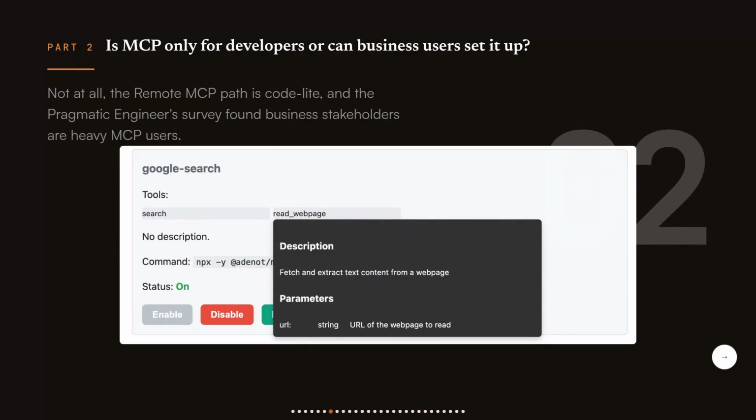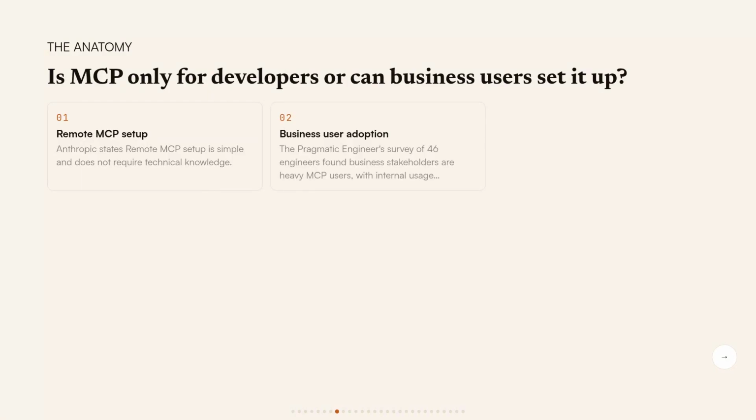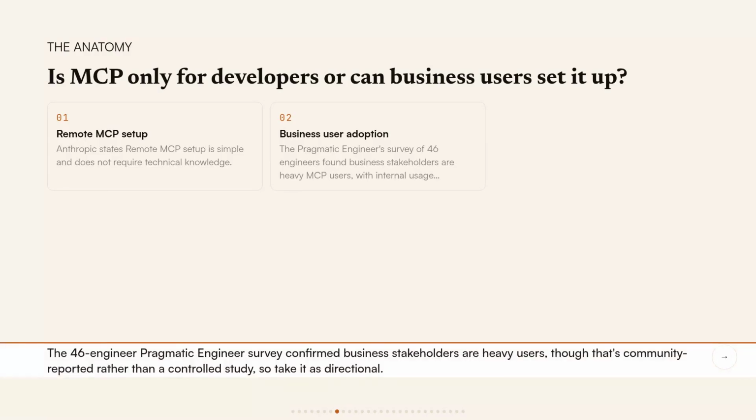The number I keep seeing is 46 engineers surveyed by the Pragmatic Engineer, and business stakeholders came out as heavy users, not just devs. So the assumption that you need to write code to connect anything is worth pressure testing right now. I looked at Anthropic's own docs and the community survey results, and the remote MCP path requires zero technical knowledge. You just connect, and managed platforms like Composio make it even more code-light. The 46 engineer Pragmatic Engineer survey confirmed business stakeholders are heavy users, though that's community reported rather than a controlled study, so take it as directional.